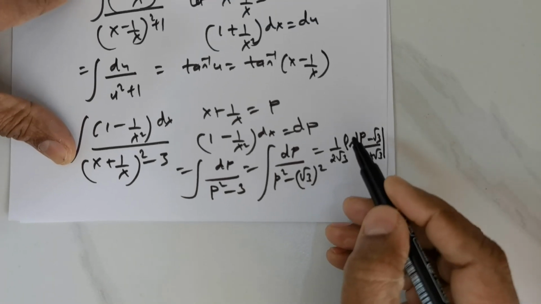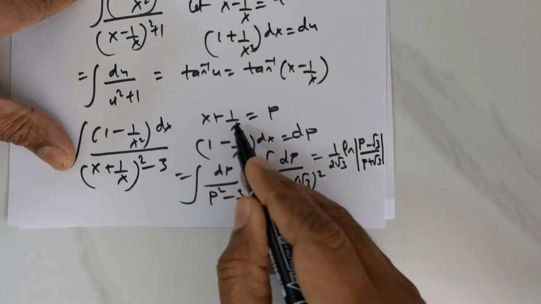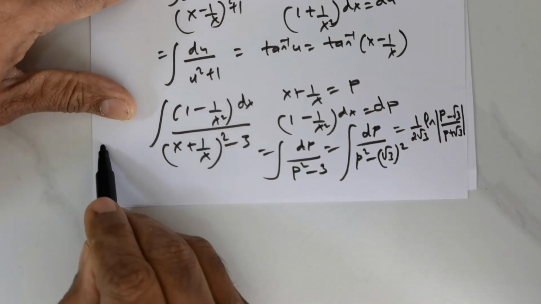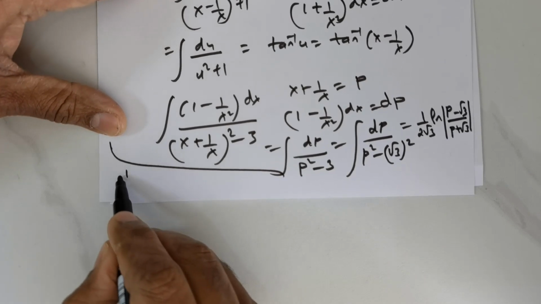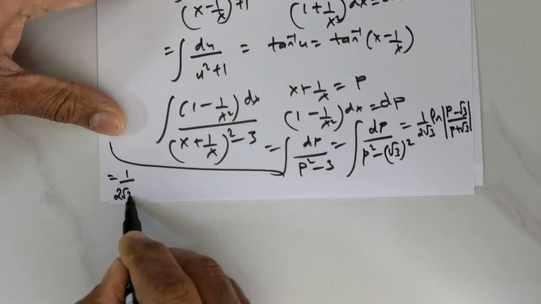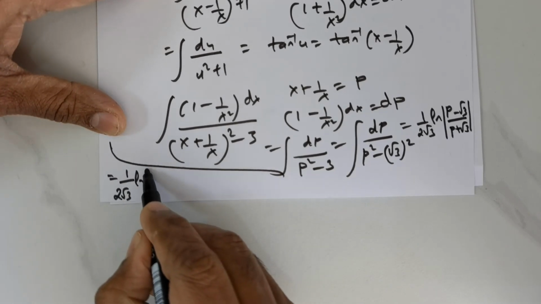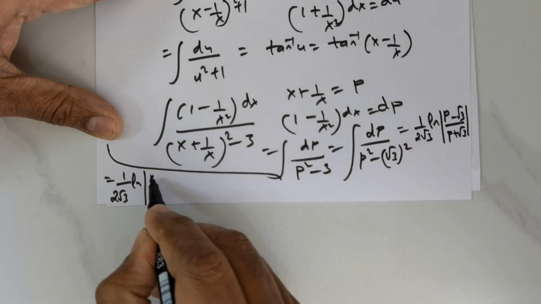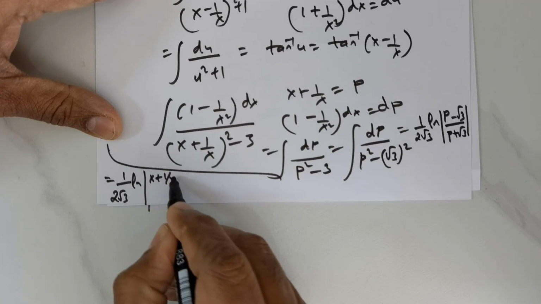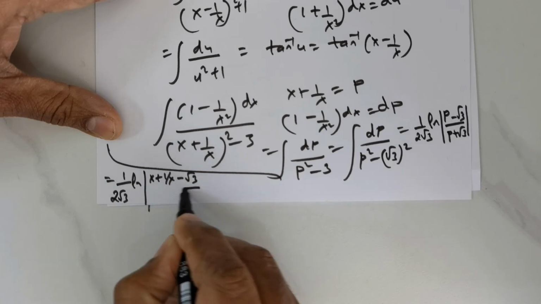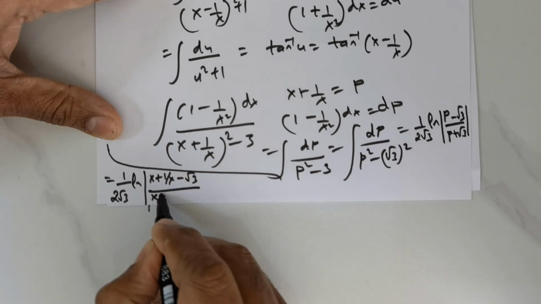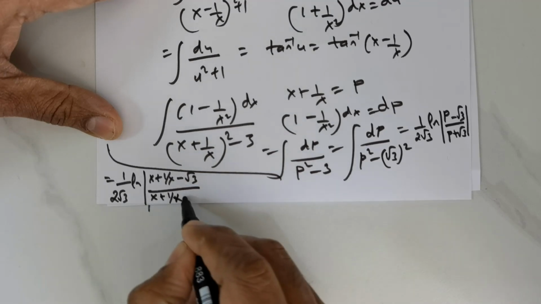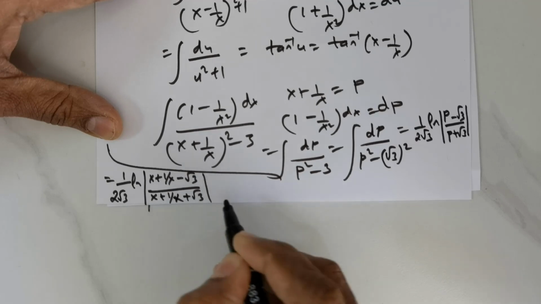But what is my p? My p is x + 1/x. So I need to substitute that. So where would I do that? Let me just use a space here. So this is equal to 1 over 2 times root of 3 ln modulus of (x + 1/x − root 3) divided by (x + 1/x + root of 3).